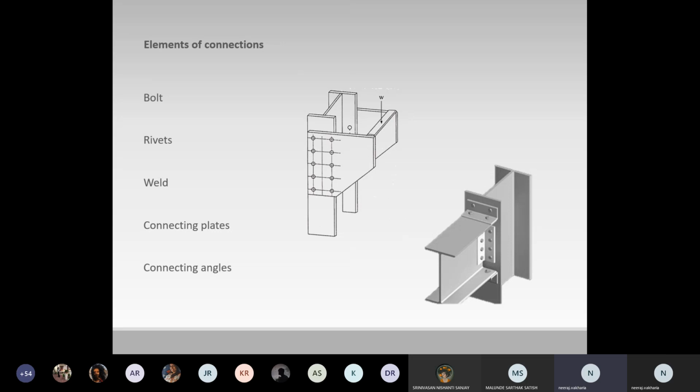Now if we see the elements of steel connections, majorly they are bolts, rivets, the welding, then connecting plates and connecting angles. Again, the connecting plates and angles are connected with the bolt or by the riveting process or welding process. We'll see each of it in detail.